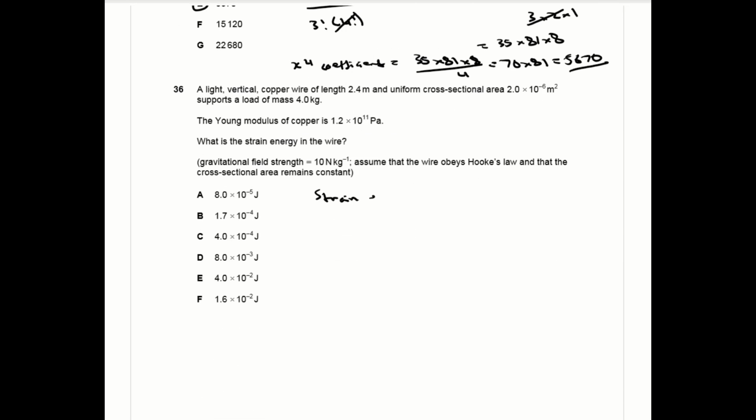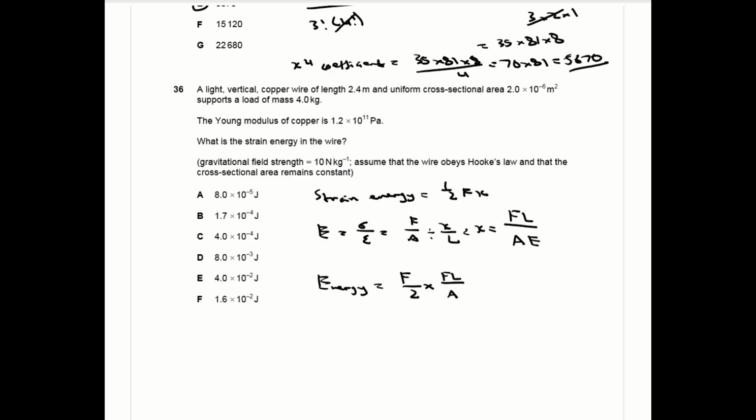The formula for working out strain energy in a wire is half Fx, and you want to get this into a form that only uses the parameters given in the question. So to do this, you can take the equation for Young modulus, which is stress over strain, F over A divided by x over L, and rearrange it to give x is equal to FL over AE.